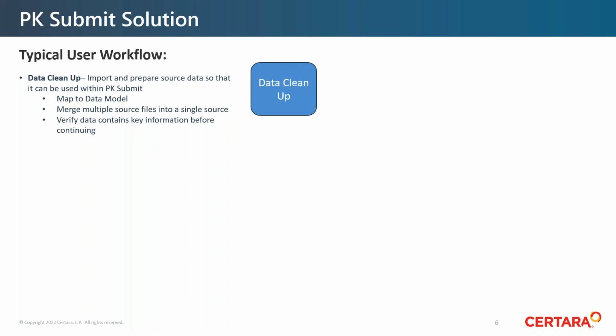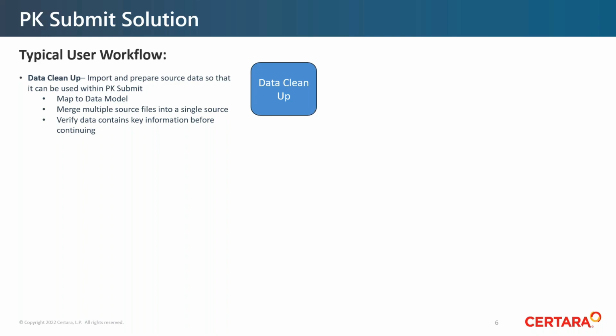We now have a single data model that we can map our source data to, and then that can be used throughout the PK Submit process. We map the variables that we were given to variables that are much more user friendly as we go through PK Submit. And then if we have multiple sources, we can merge those files into one file that will be used throughout the process.